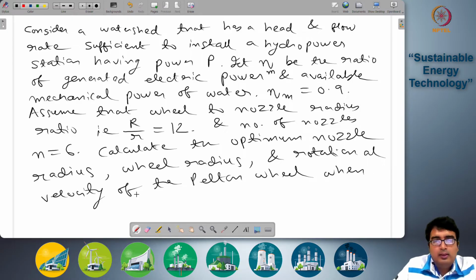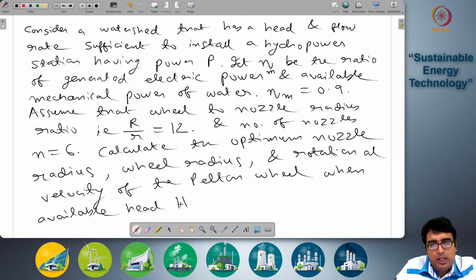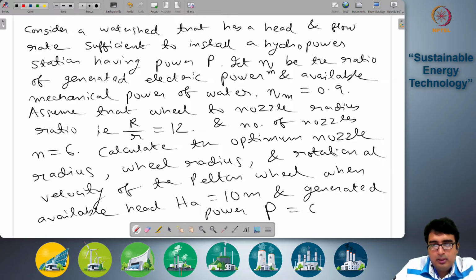when the available head HA is equal to 10 meters and the generated power P is equal to 0.1 megawatts.